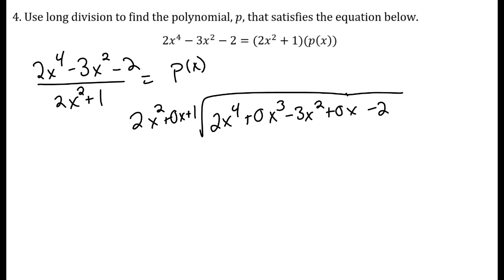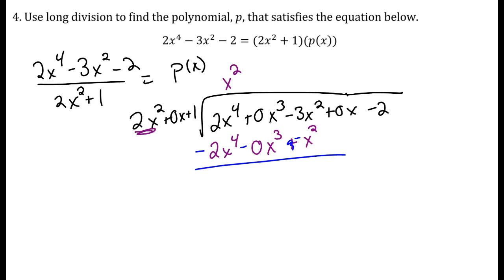Use your placeholders. What times 2x squared, that's our highest power, gives me 2x to the 4th? Well, that's just plain old x squared. Multiply through now. X squared times 2x squared is 2x to the 4th, plus 0x cubed plus x squared. To subtract, we change everyone's sign and get 0, 0, minus 4x squared. And then we bring everyone else down because there's really zeros there.